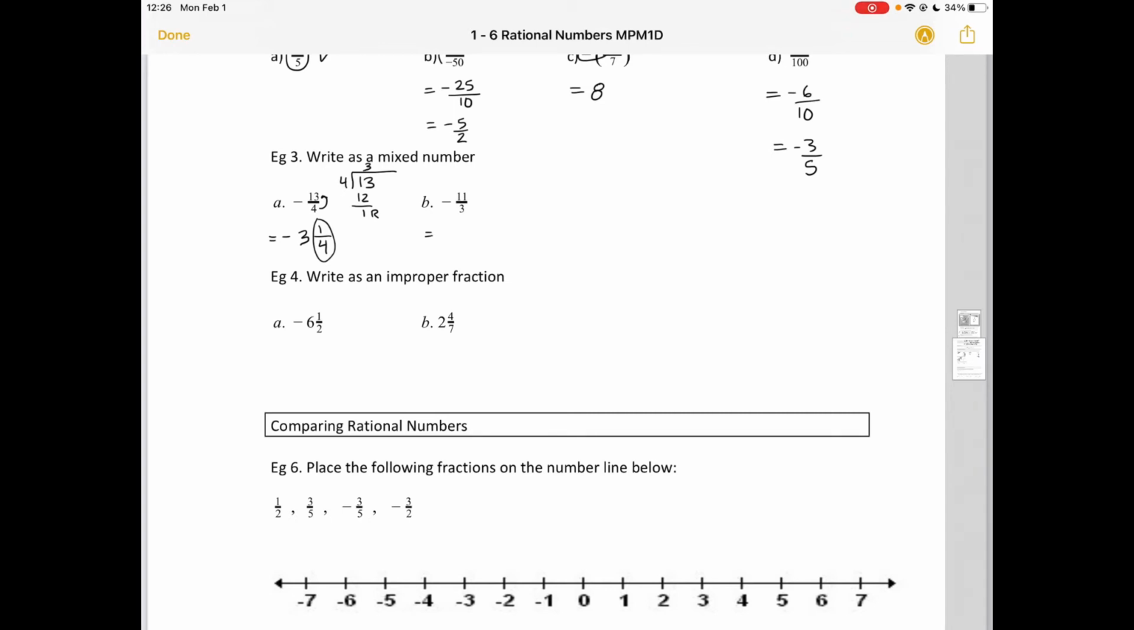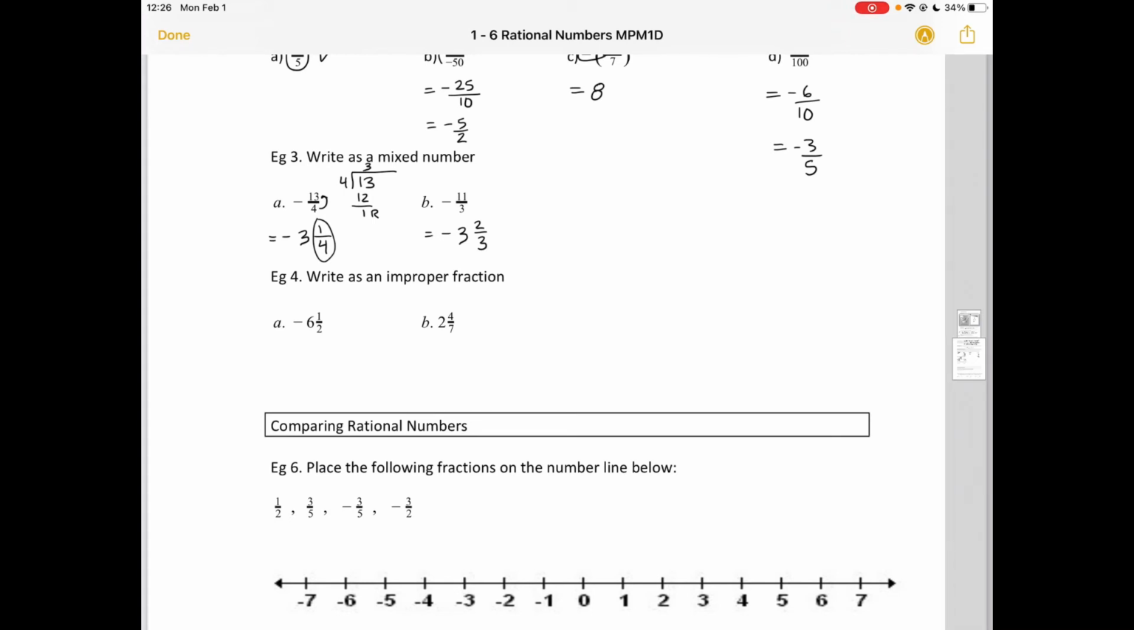Let's try another example here. I started off with a negative, so my final answer is still going to be negative. Now I need to figure out how many times 3 goes into 11. So counting up by 3s, 3, 6, 9. I get 3 wholes, and then I've got 2/3 left over.